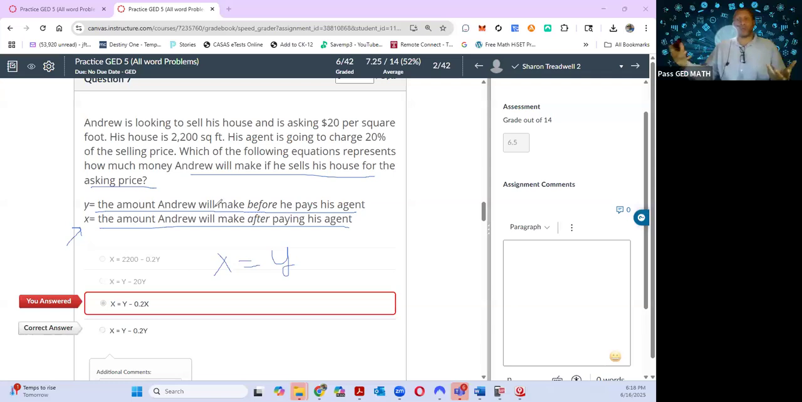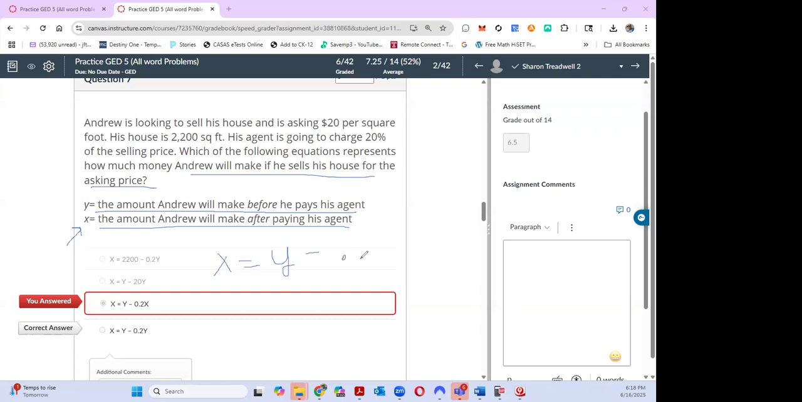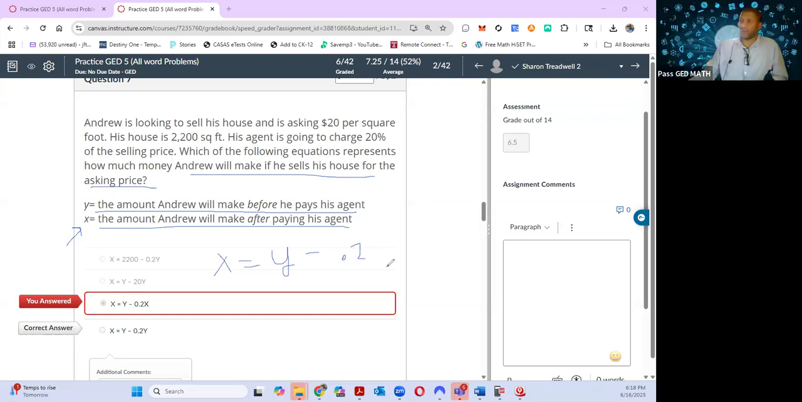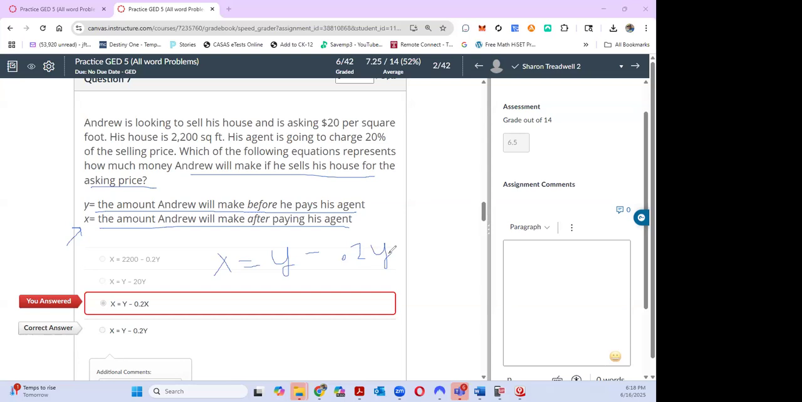And how do we find 20% of any number? We multiply it by 0.20. So 0.2 times Y.